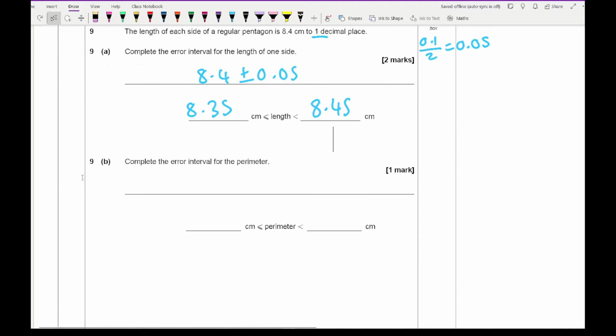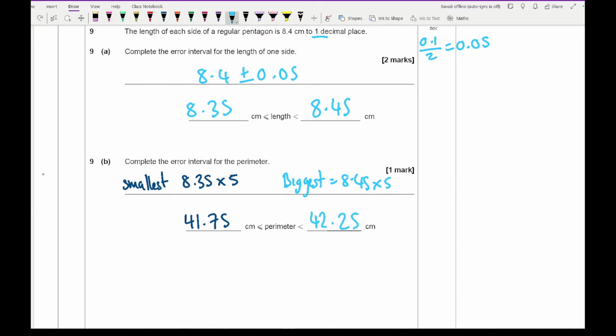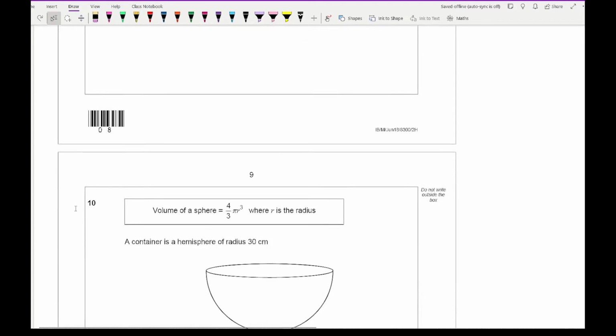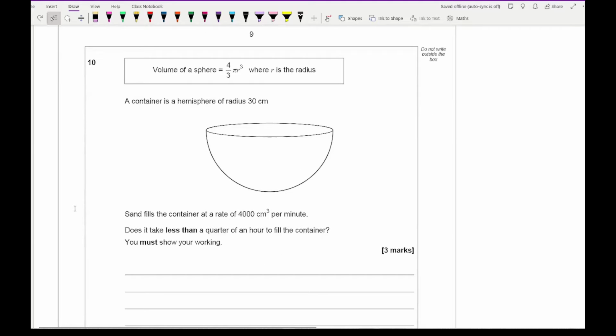It then says complete the error interval for the perimeter. Well, the smallest it's going to be is using the smaller side. So that's going to be 8.35 times 5. And that gives me an answer of 41.75. And then if we do the biggest, which is going to be 8.45 times 5, and I type that into my calculator, I get 42.25.